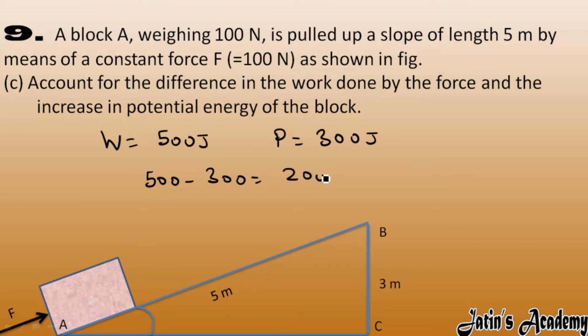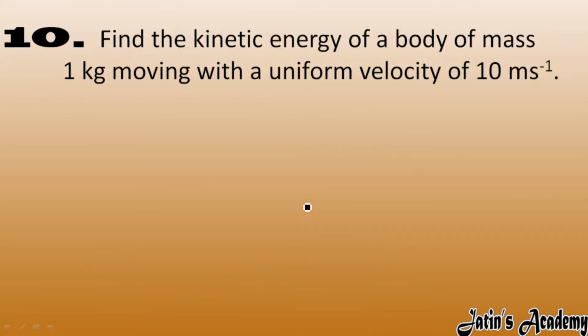What is the meaning of this 200 joule? The meaning of this 200 joule is that there is a frictional force acting on the block. As a frictional force is acting, some energy is required to overcome the friction. So this 200 joule energy represents that it is overcoming the frictional force. Clear?